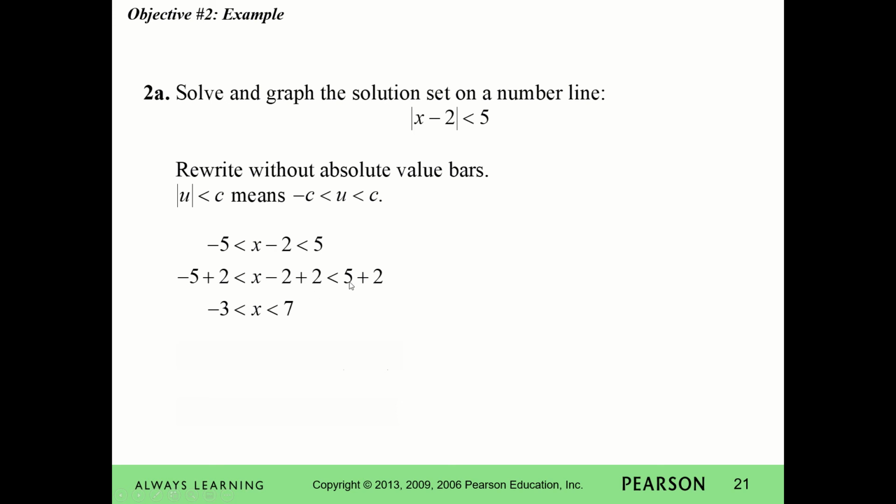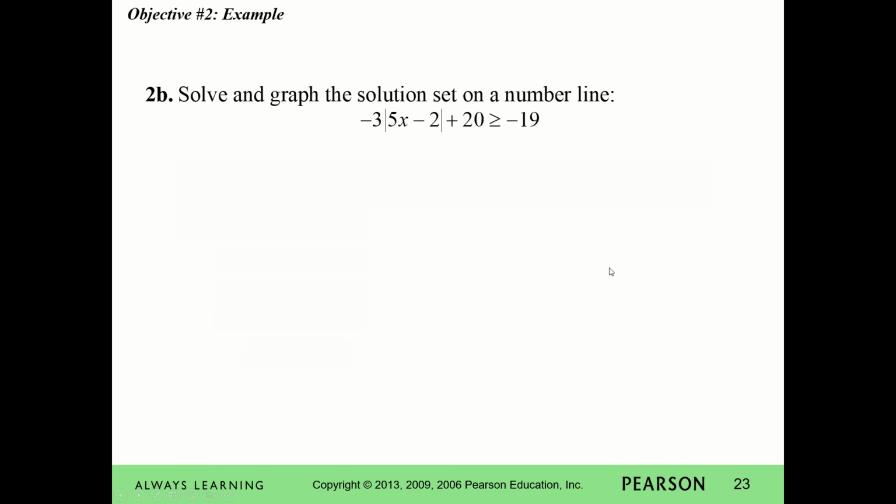So it cancels out in the middle. 5 plus 2 gives us 7. Negative 5 plus 2 gives us a negative 3. And then we have our solution. I'll take this as the answer. I don't need much more than this, unless it specifically says to graph it, in which case just put a little parenthesis at the 3, parenthesis at the 7, and shade the middle.